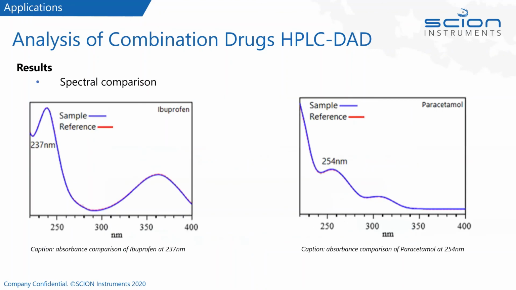Even though we had used reference standards, we also performed a spectral comparison just to make sure that we were certain the over-the-counter medication contained the active ingredients that were listed on the packaging. As you can see, in fact, we can't really see the red line of the reference standard, and that is because it is behind the spectra, because the spectral matches were perfect.